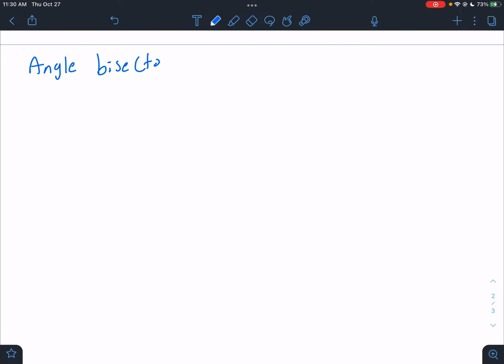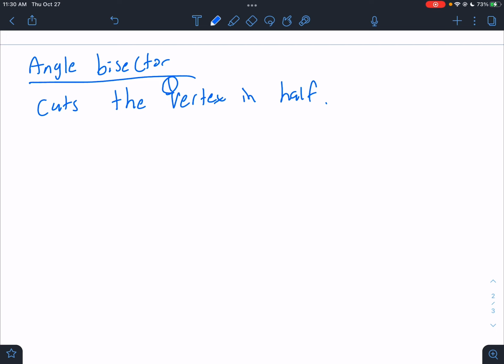Next situation that we're going to talk about is called an angle bisector, and we've done this one pretty much the whole year. I don't remember when exactly, but early in the year we first introduced angle bisectors. Angle bisectors cut the vertex in half. So it's kind of a stretch, but it does two things. It must hit the vertex. That's the first thing. It must cut that vertex in half.